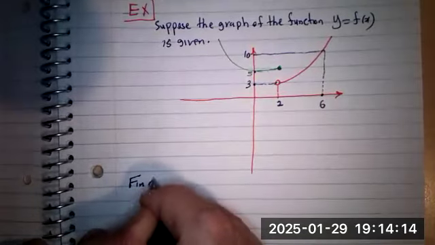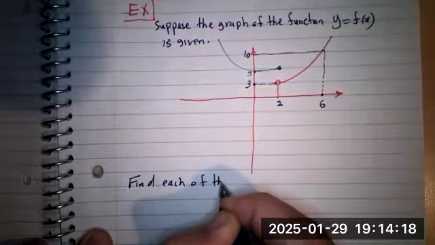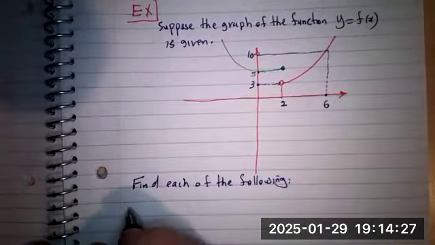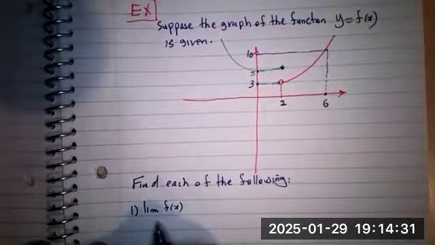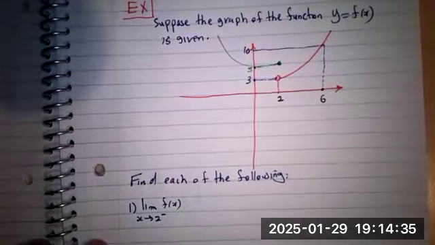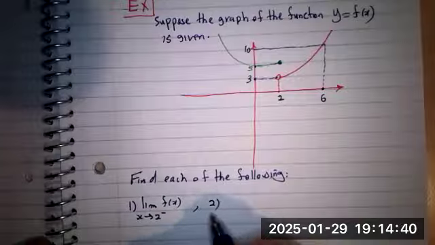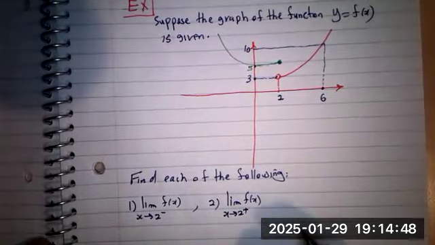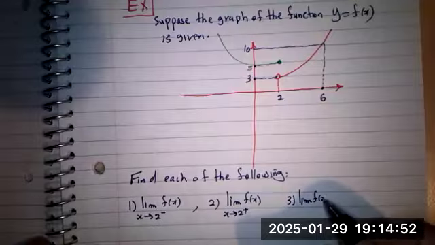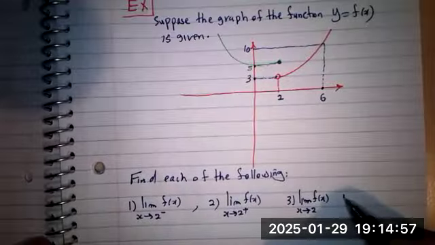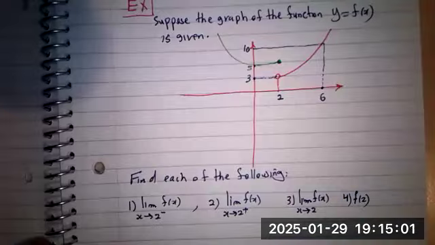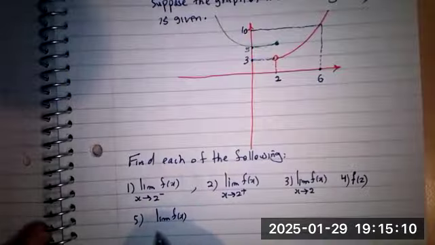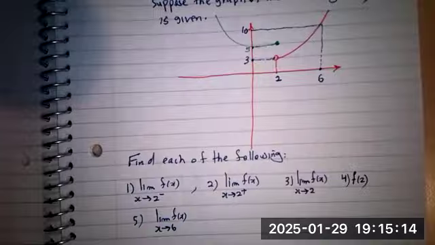Find each of the following. So what do you want? We wanted to tell us what is the limit of f of x when x goes to 2 from the left, to 2 negative. And we wanted to give us the limit of f of x when x goes to 2 positive, from the right. And then the limit of the function when x goes to 2. And number 4, what is f of 2, the value of the function. And number 5, what is the limit of f of x when x goes to 6.